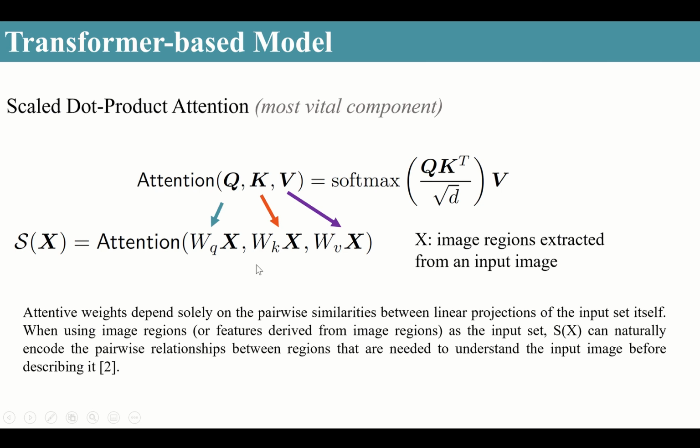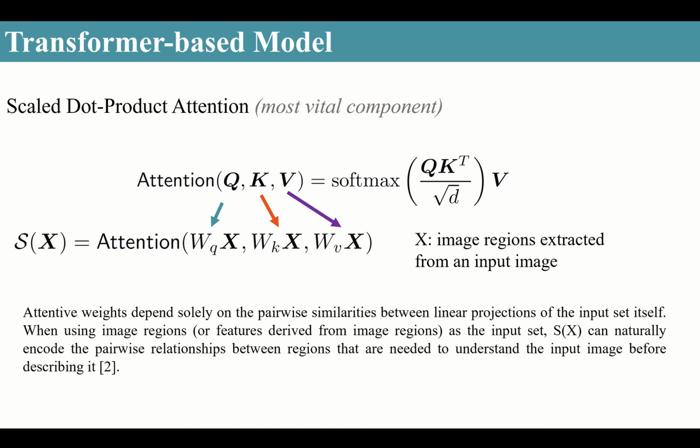The scaled dot product attention actually is the most vital component in the transformer-based model. Attention operates on 3 sets of vectors, namely a set of queries, keys, and values, and takes a weighted sum of value vectors according to a similarity distribution between the query and key vectors. It can be formally defined as the first equation.